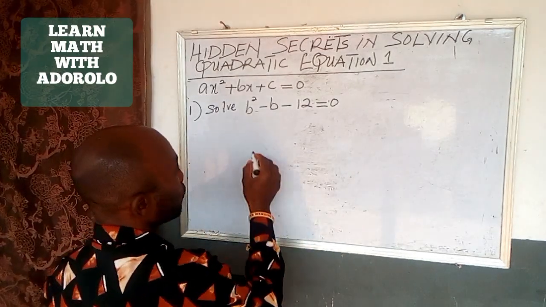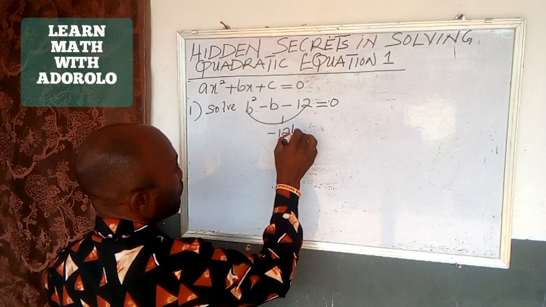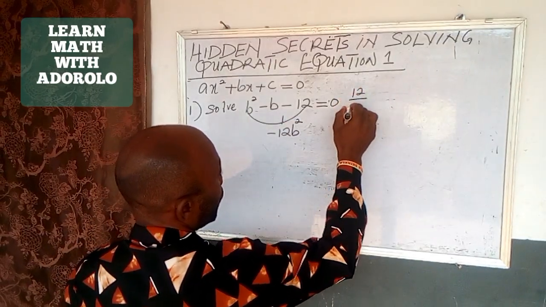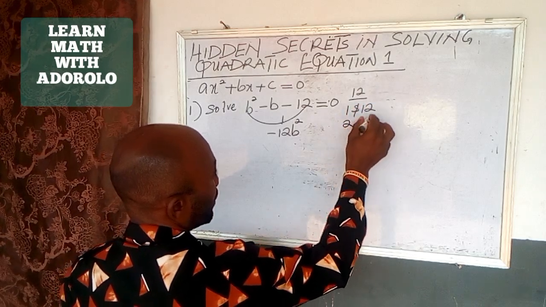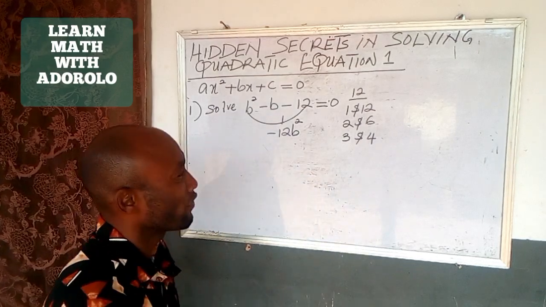Normally, the first thing you do, you take this pattern. This times this will give you minus 12b squared. You bring the 12 out. You look for the factor quickly. 1 and 12. 2 can go into 12 again, 6. 3 can go into 12, which is what? 4. You fast, you get the factor quickly.